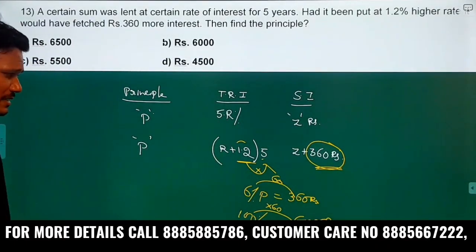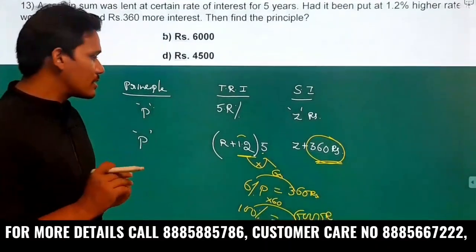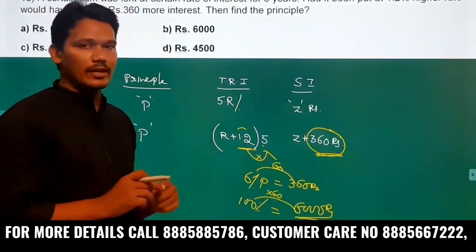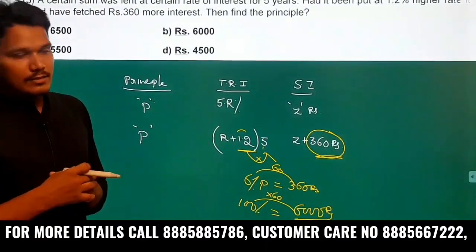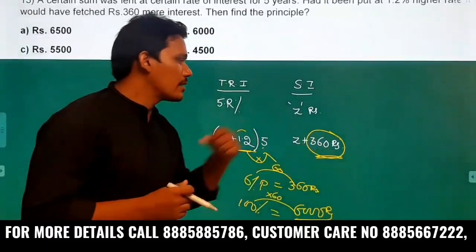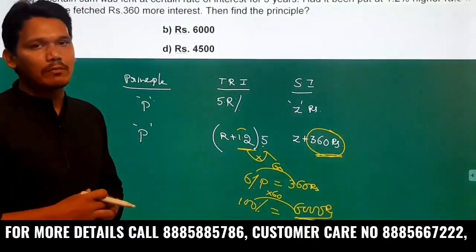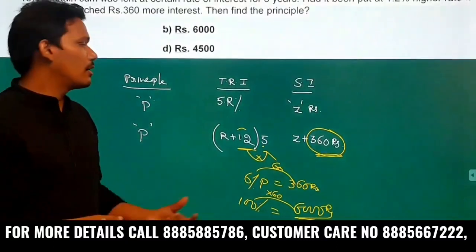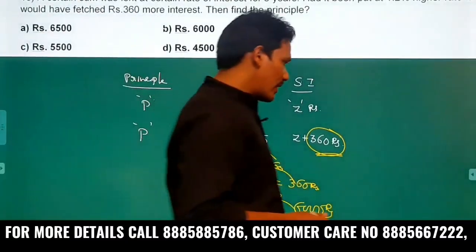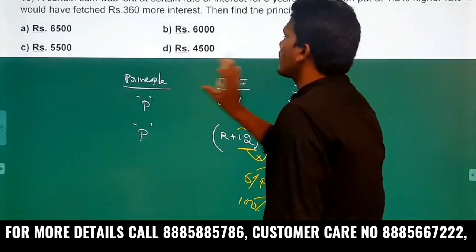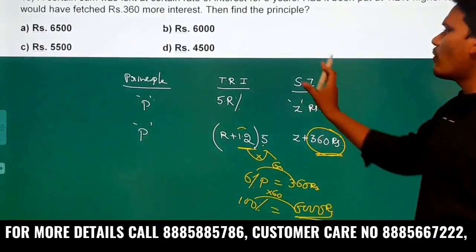Here you need to concentrate only on the extra interest. Why did we get extra interest? How much extra interest did we get? It is 360. Why? Because every year you are increasing 1.2%. For how many years? 5 years. For explanation purposes I have written all these things, but there is no need to write all of this in the exam.